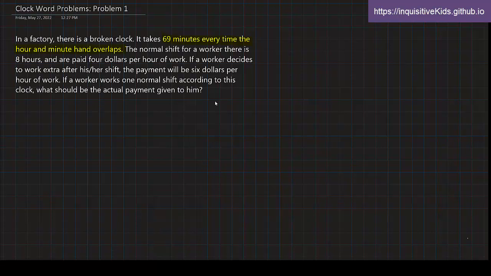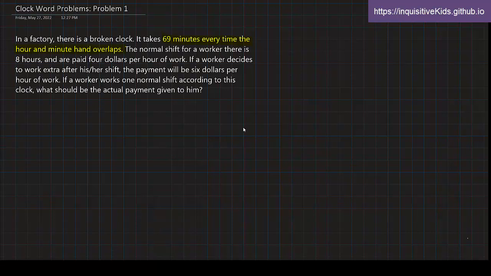So what's the situation we have right now? We have a clock and it's rigged, and basically the 1 hour there is 69 minutes. We can think of it as that. And workers are working according to this inaccurate clock, and they're supposed to work for 8 hours. So this worker is working 8 hours the way the clock says it, and we're trying to find his actual payment.